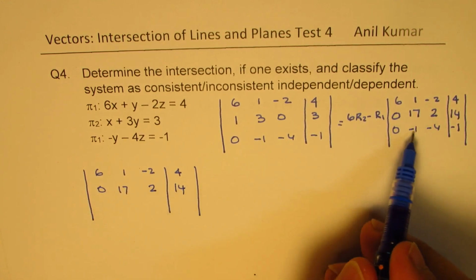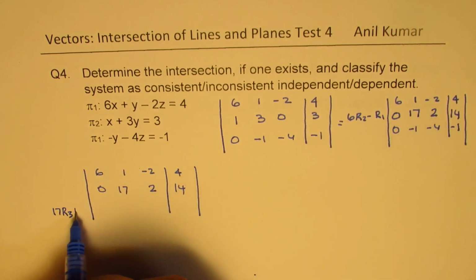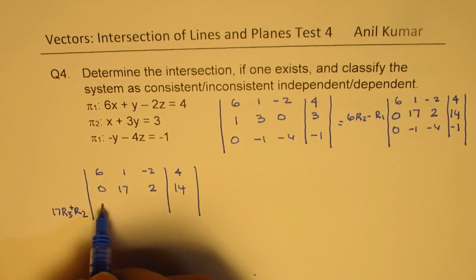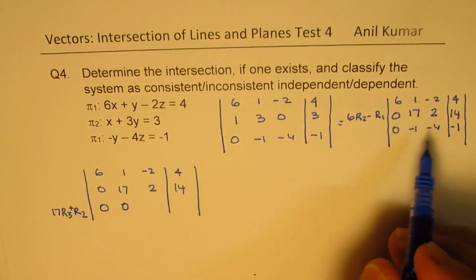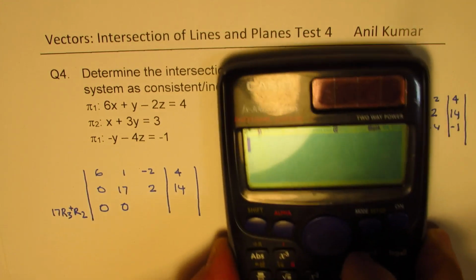Now we need 0 at this place, so we'll multiply R3 by 17 and then we can add it to R2, correct? So when we add, we get 0 here. 17 and 17 will make it 0. Negative 4 times 17, let's do it.